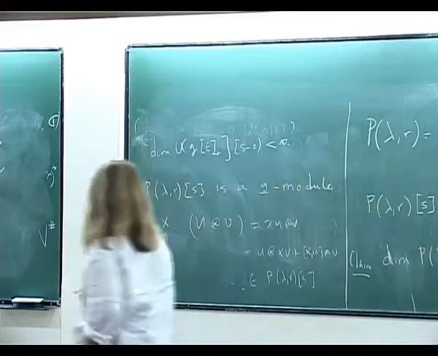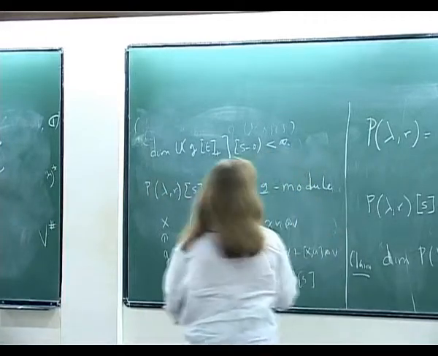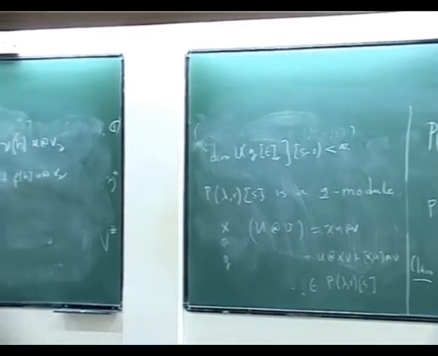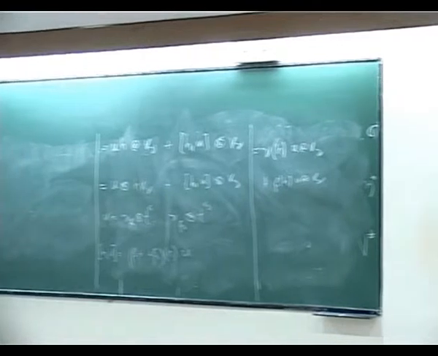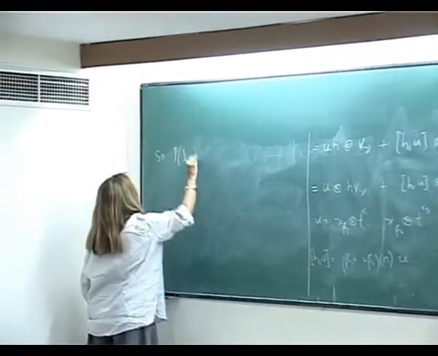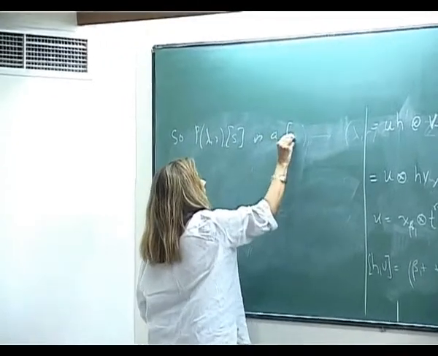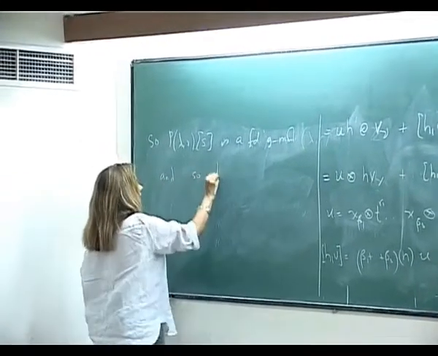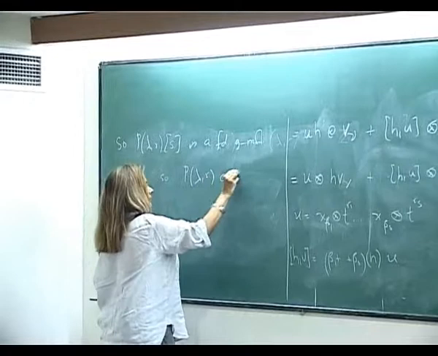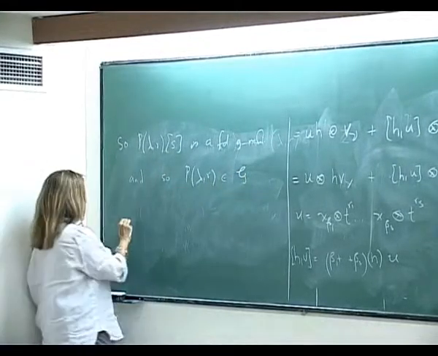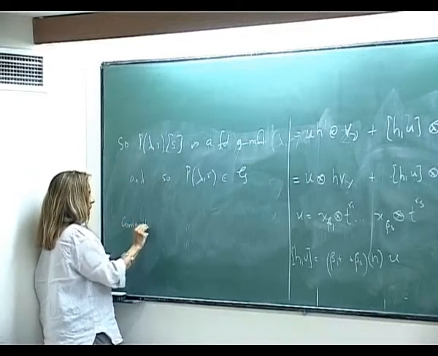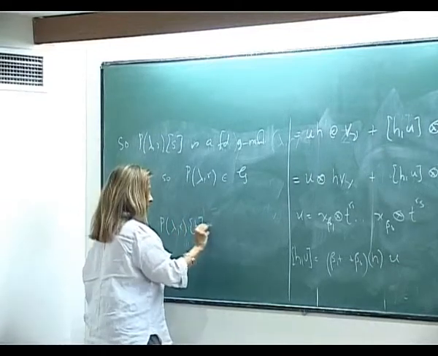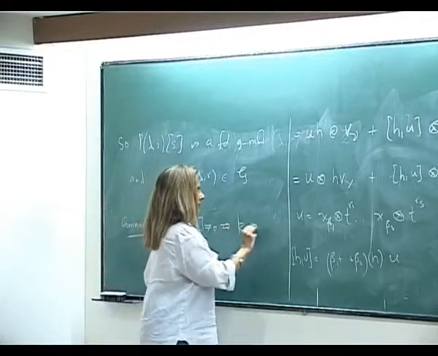So at this point I've proved that P lambda Rs is a finite dimensional g module, and so this proves really that P lambda R is in the objects of the category. And I make a comment here that if the kth graded piece P lambda r k is non-zero, this implies k is greater than or equal to r.